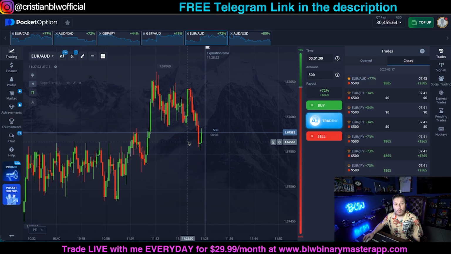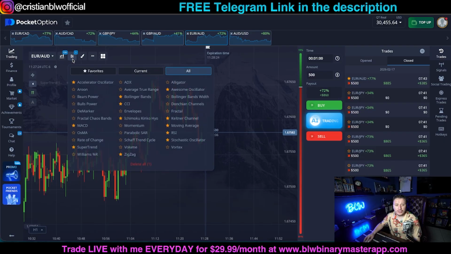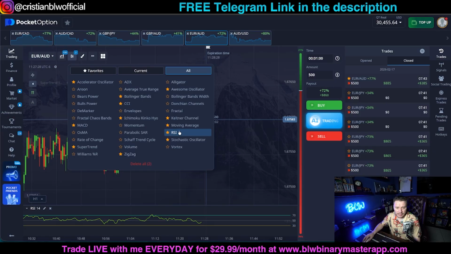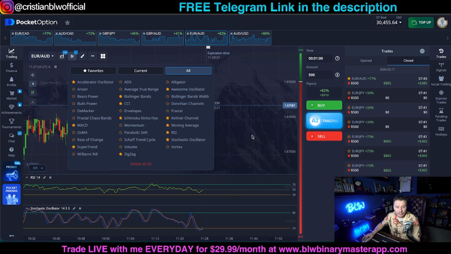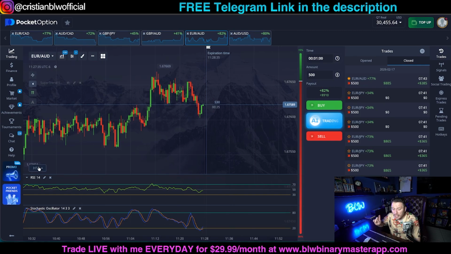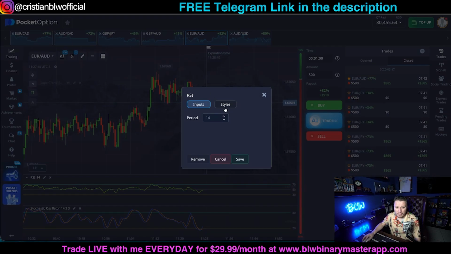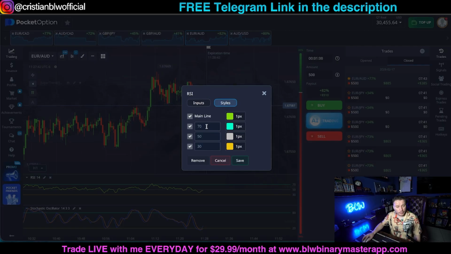Simple as that, right? Once you do that, you're going to add two different indicators. The first indicator is called RSI. It's literally right here. And the second indicator is called Stochastic Oscillator. Once you get those, in Pocket Option, by default, the RSI is going to have a period of 14, and you have three levels, 70, 50, and 30. You leave it as it is.